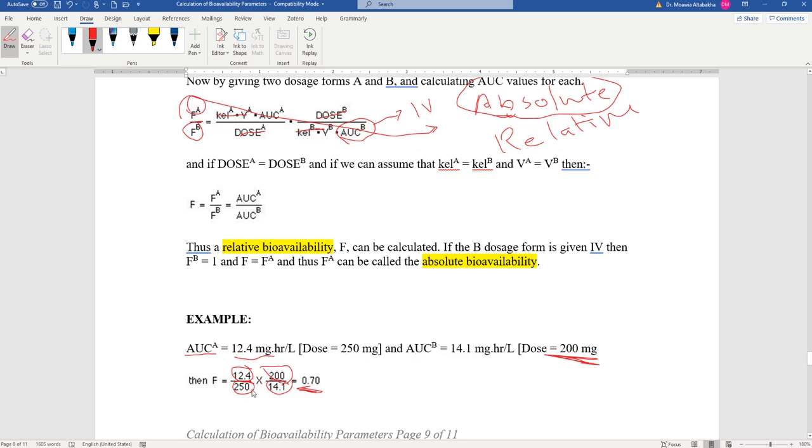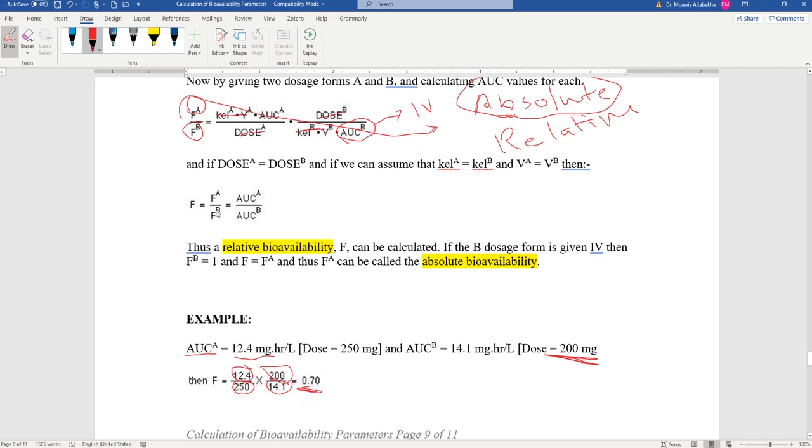Of course, here it's not given that your B product is an IV injection. So you cannot say, right? But in any way, if I'm talking about absolute bioavailability, the ratio cannot be more than one. Who knows why? Why can it not be more than one? The reason is, for an IV injection, the maximum F is one. FA, which is an extravascular administration, the maximum it can reach is one, otherwise it is less. So here it's one, here it's one or less. Therefore the answer will always be one maximum.